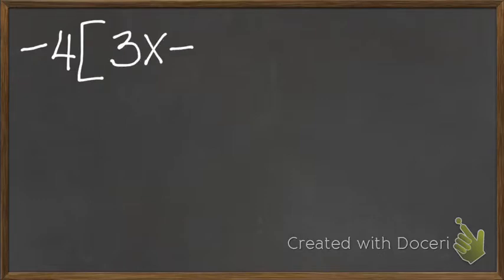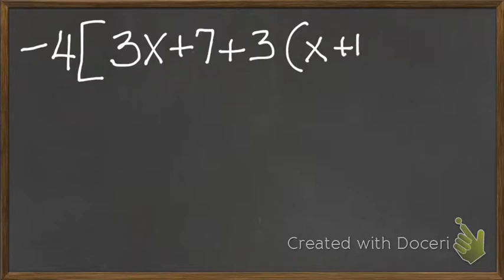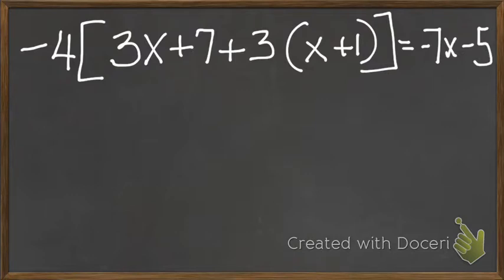Okay, our first example is -4, brackets means multiply, 3x plus 7 plus 3, parentheses means multiply, x plus 1, close bracket, equals -7x minus 5.